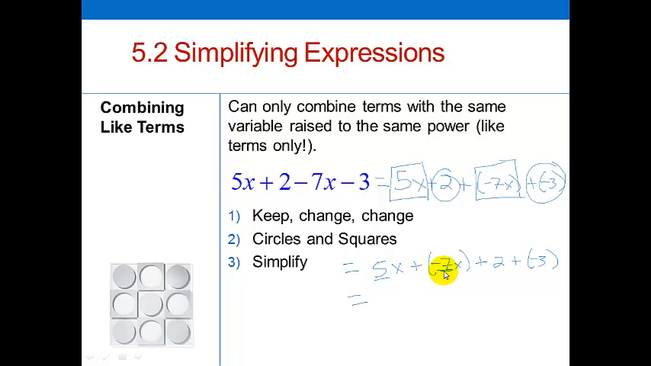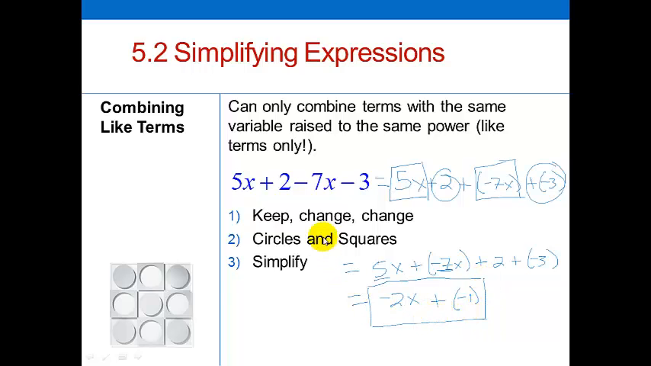5 plus negative 7 is going to give me a negative 2x, plus the 2 plus a negative 3. This is where you're going to get in some trouble if you forgot how to add your positive and negative integers. So 2 plus negative 3 is going to give me negative 1. Now, they don't have the same outfit, so there's nothing else I can do. This is my final answer, simplified.